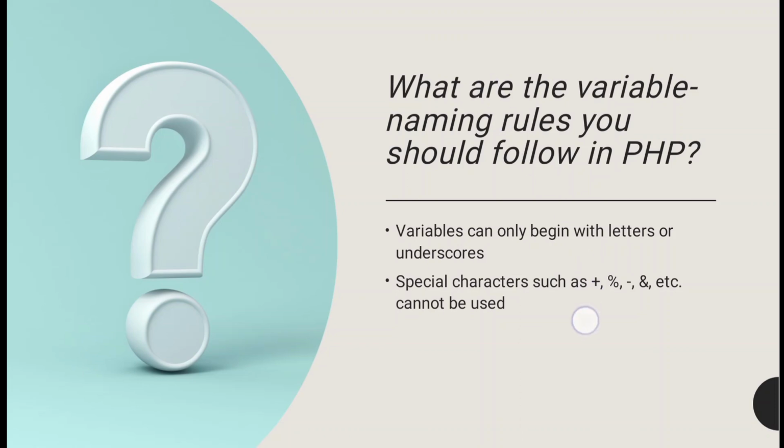What are variables? What are the variable naming rules you should follow in PHP? To get the detailed answer, you can Google it, because I am concentrating on the questions and their sample answers. Variables can only begin with letters or underscores. Special characters such as plus, percentage, minus, ampersand, etc. cannot be used.